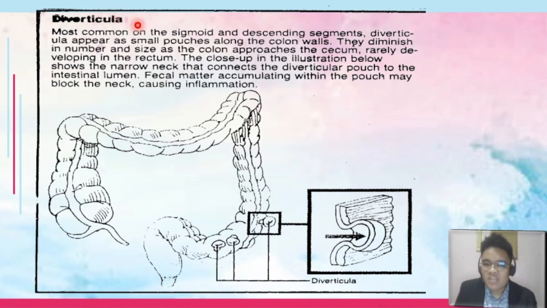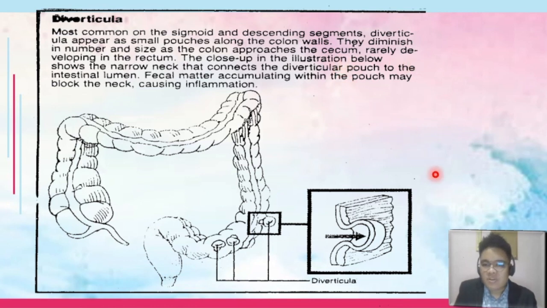So, this page would orient you on what a diverticula is. A diverticula is most common in the sigmoid and descending segments. They appear as small pouches on the colon walls. Okay, so these are the small outpouches in the colon walls. They usually diminish in number and size as we approach the cecum, and they rarely develop in the rectum. So take note of that.